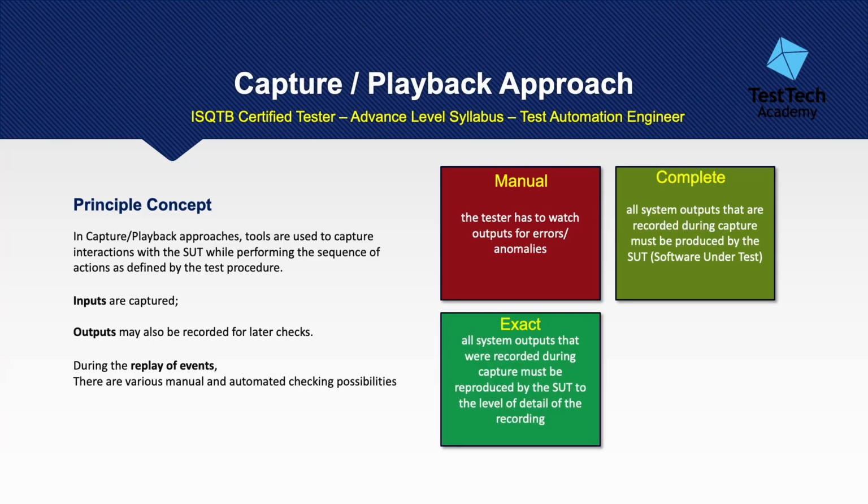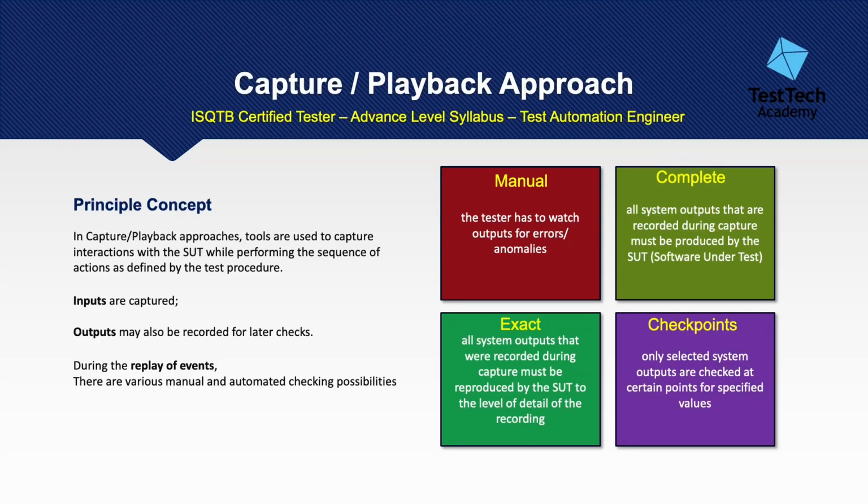The third option is exact output checking. Exact checking ensures outputs are reproduced to the level of detail of the recording. For example, testing a text editor, you record typing and formatting text. During playback, the formatting and layout must match exactly as recorded.